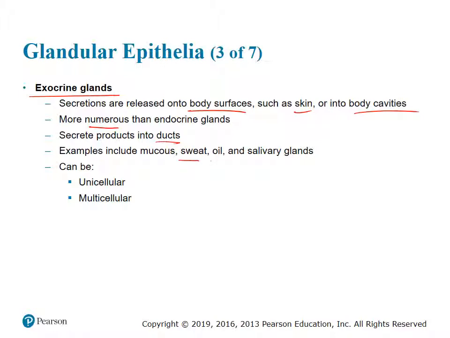So not only sweat and oil, but a great example of that is a mucus gland, which secretes mucus, or a salivary gland that you find in the mouth that secretes saliva, right? So those can be one cell by itself or many cells that make up the gland.